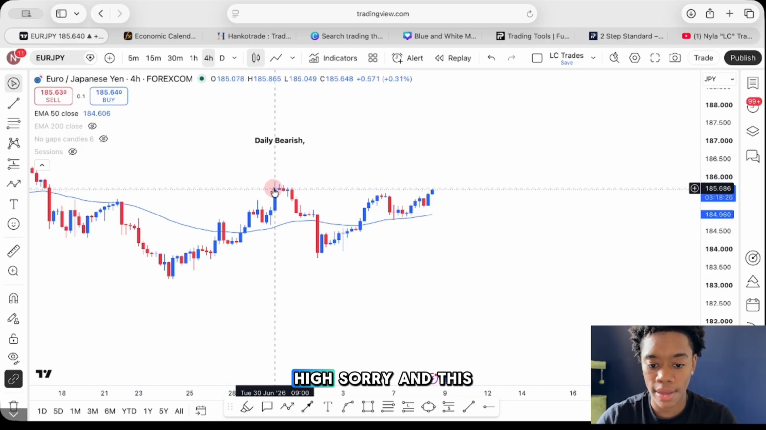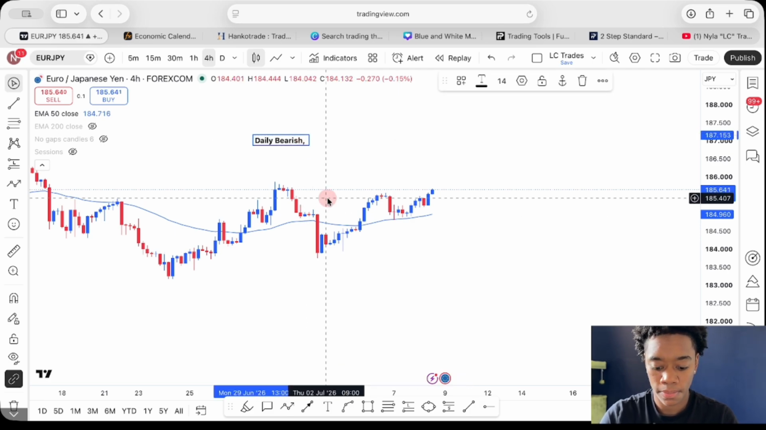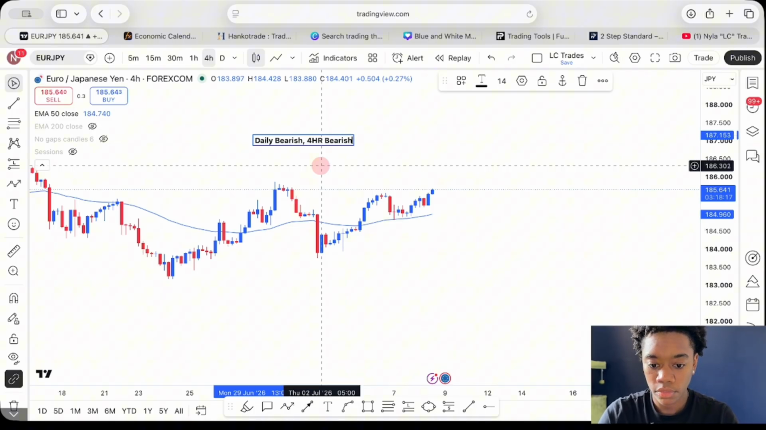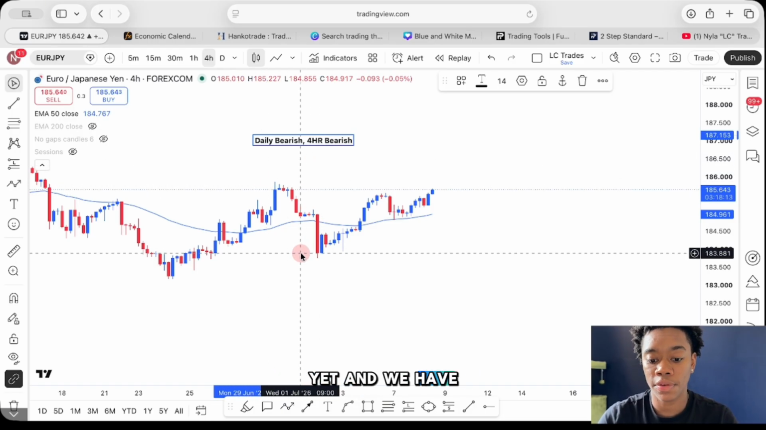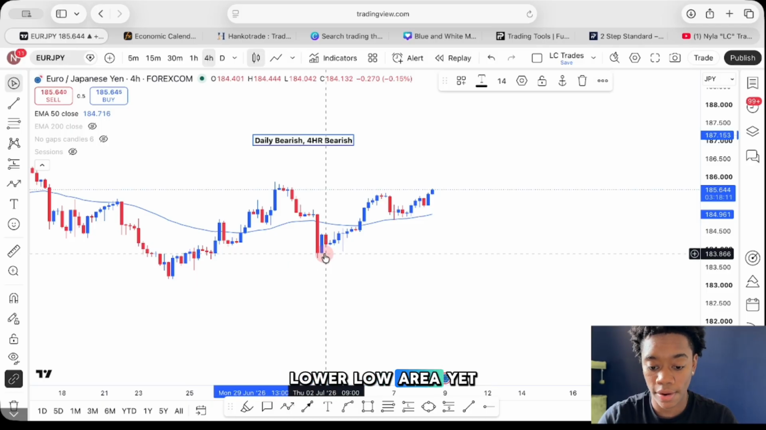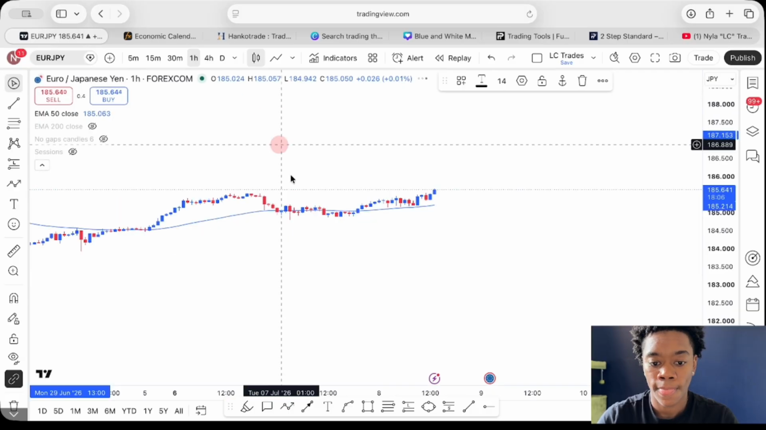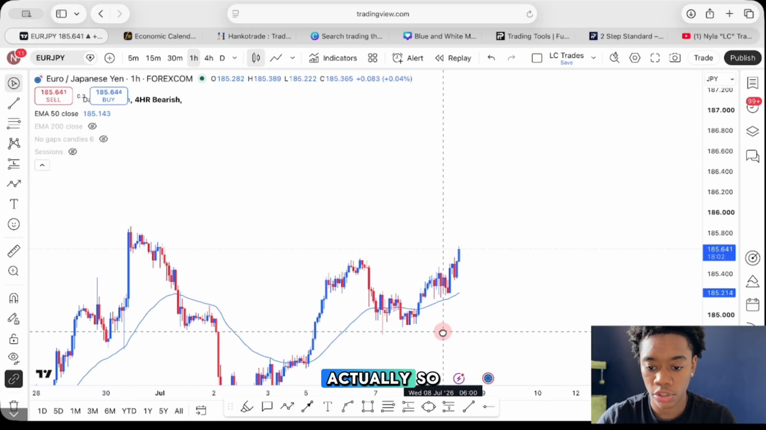This becomes a lower high, sorry, and this becomes a lower low. Cool. The 4 hour is also bearish. Everything in between does not matter because as of right now, we have not broken above this lower high area yet, and we have not broken below this lower low area yet. So we are bearish.